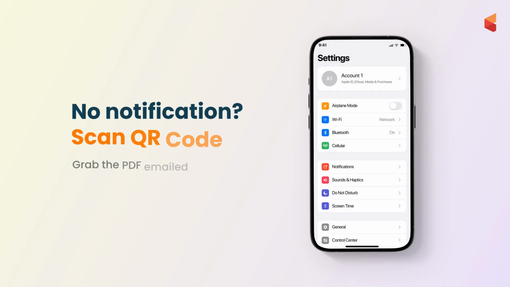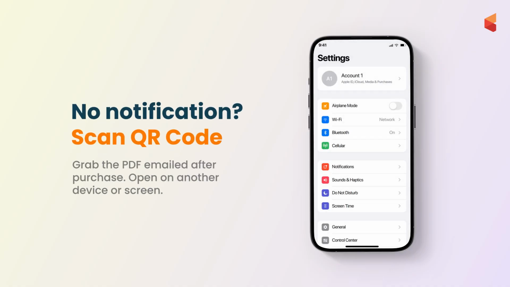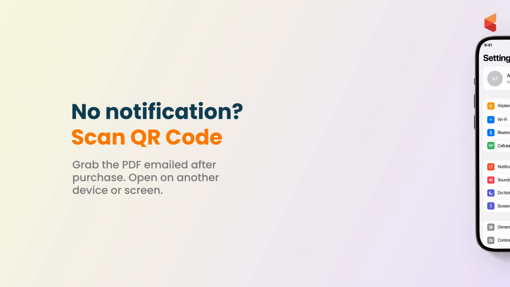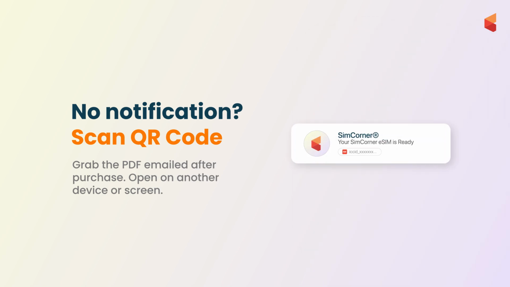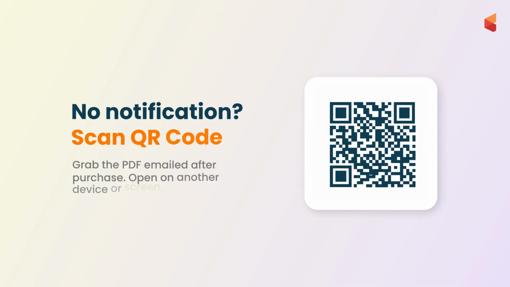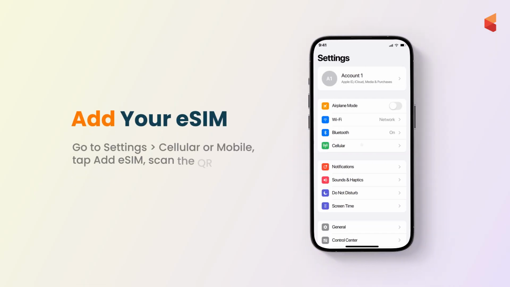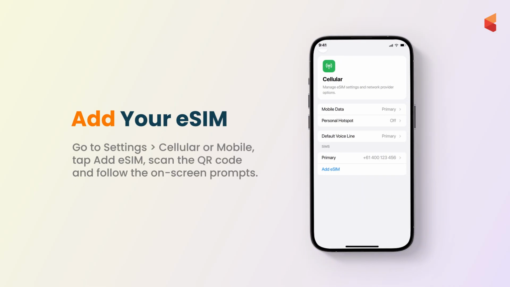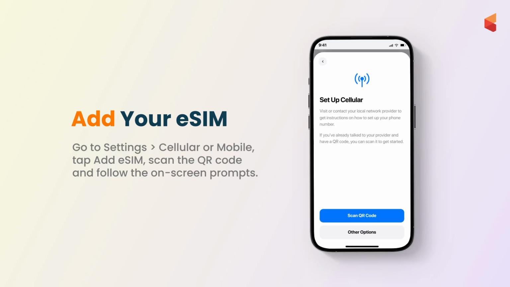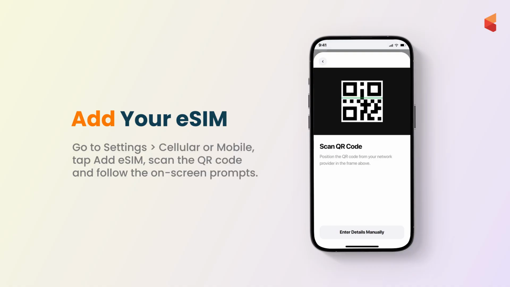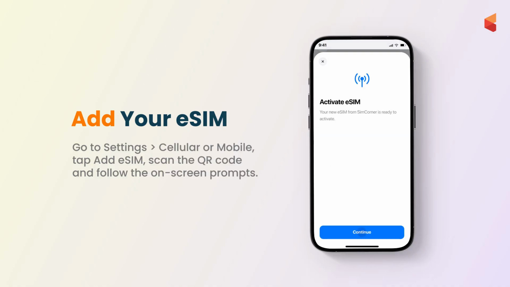On the activation date, if for some reason you don't see or receive the push notification, grab the PDF that was emailed to you after your SimCorner purchase and have it open on another device or screen. Then go to Settings, then Cellular or Mobile, then Add eSIM, and proceed with the installation by scanning the QR code. Follow the on-screen prompts to complete the setup.